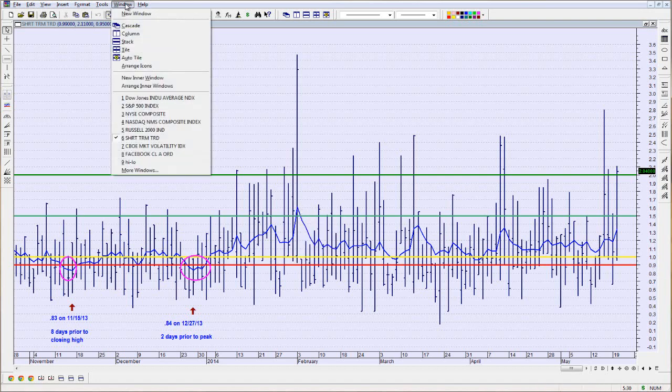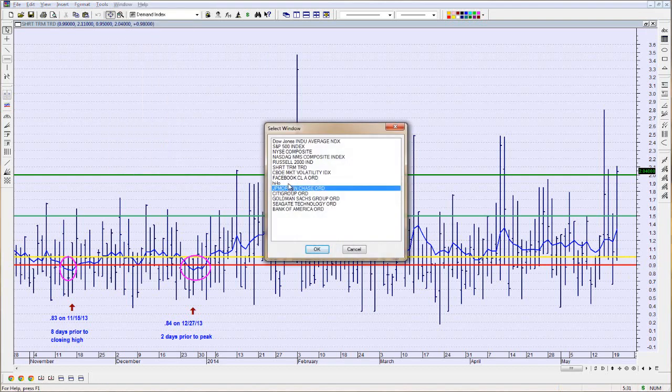Okay, the next one is the VIX. The VIX didn't bounce as much as I thought it was going to.